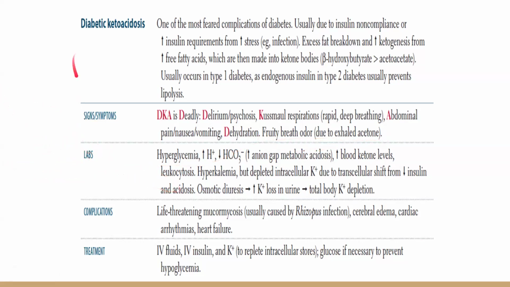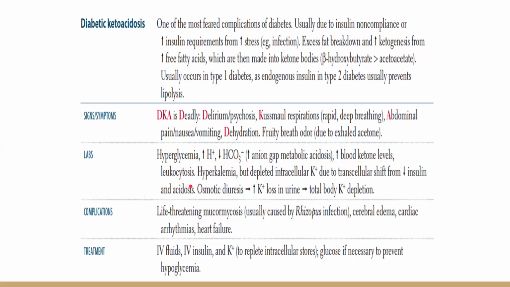Labs for diabetic ketoacidosis: you'll find that there's hyperglycemia. Hydrogen ions will be high because, like we said, there's acidosis. Bicarbonate ions will be low, so there's an anion gap. This is, I think, more relevant to your renal parts, but you should know this by now. Metabolic acidosis, just like hydrogen ions are high. Blood ketone levels are high, that's why hydrogen ions are high.